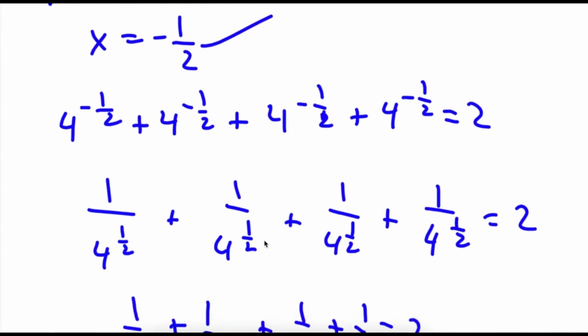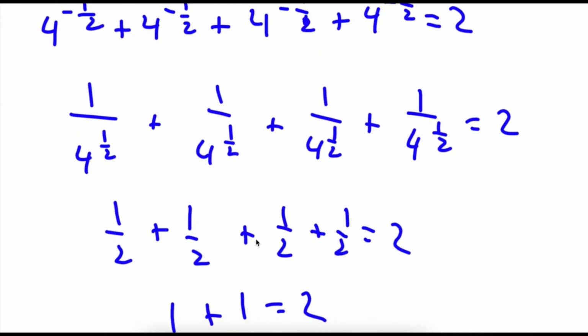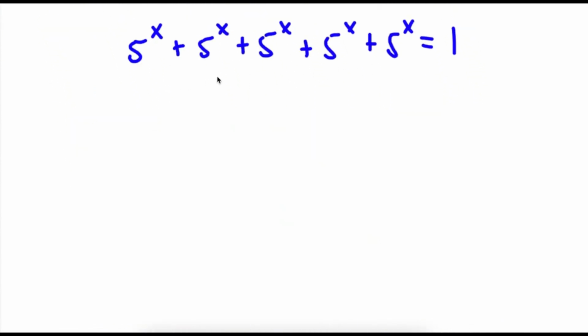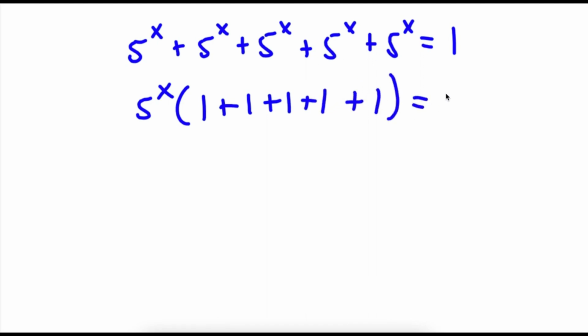Now it's time for the first bonus problem. Let's get started. What I'm first going to do is factor out 5 to the power of x from the left-hand side. So now I have 5 to the power of x times, now 5 to the power of x divided by 5 to the power of x is 1, so now I have 1 plus, again, same thing, 1 plus 1 plus 1 plus, finally, 1. This is equal to 1.